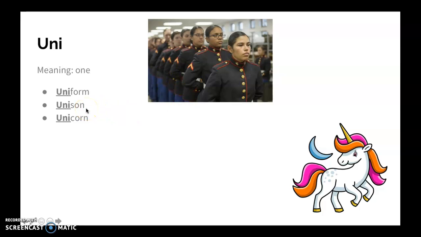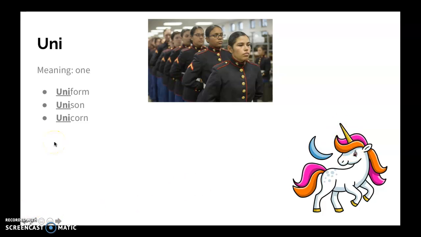Our next word is unison, which means that you're in unison. You are one unity. You are together. So that prefix uni in there means one group. And then also one of my favorites is unicorn. So that it means that the unicorn has one horn.